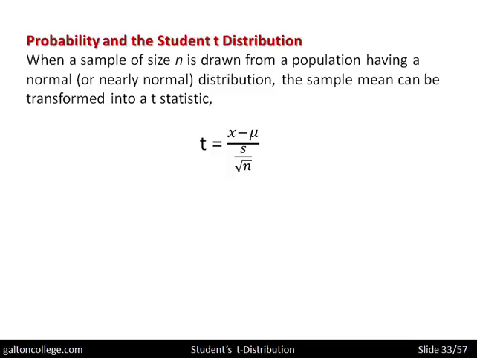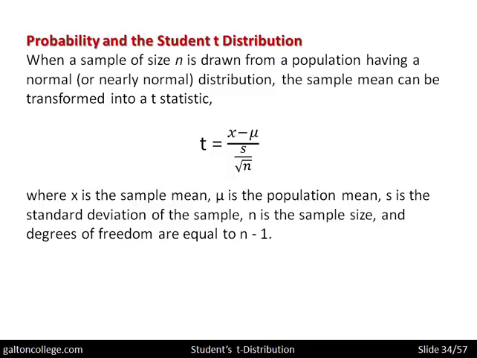T equals the sample mean minus the population mean over the sample standard deviation divided by the square root of the sample size, where x is the sample mean, mu is the population mean, s is the standard deviation of the sample, and n is the sample size. And the degrees of freedom are n minus 1, because the mean has been determined. Once the mean has been calculated, we lose a degree of freedom.